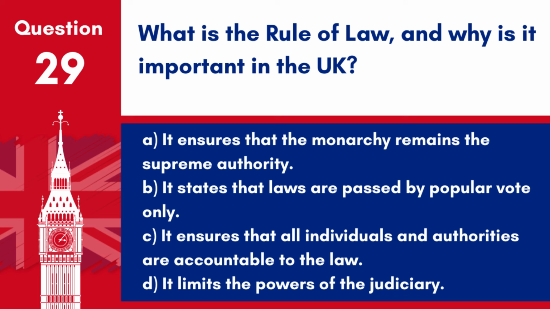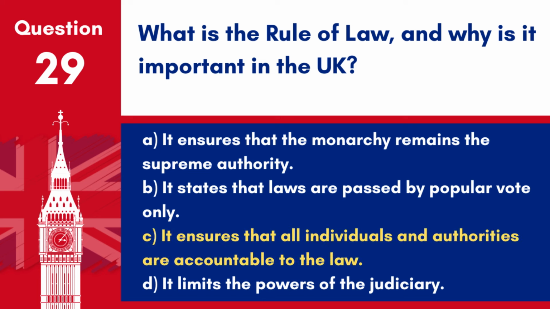Question 29. What is the rule of law and why is it important in the UK? A. It ensures that the monarchy remains the supreme authority. B. It states that laws are passed by popular vote only. C. It ensures that all individuals and authorities are accountable to the law. D. It limits the powers of the judiciary.